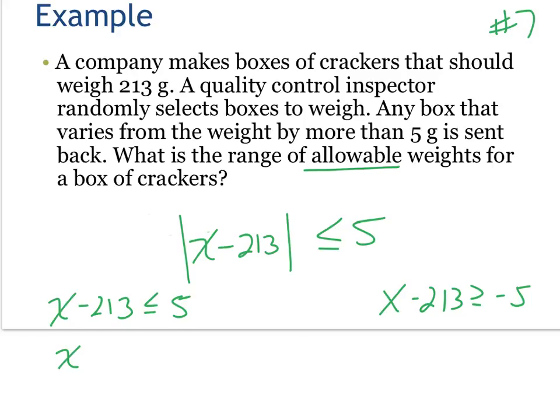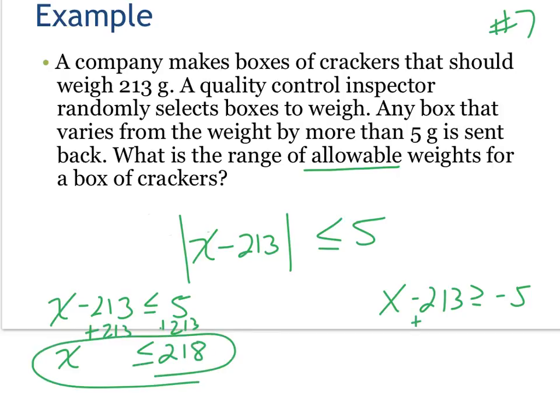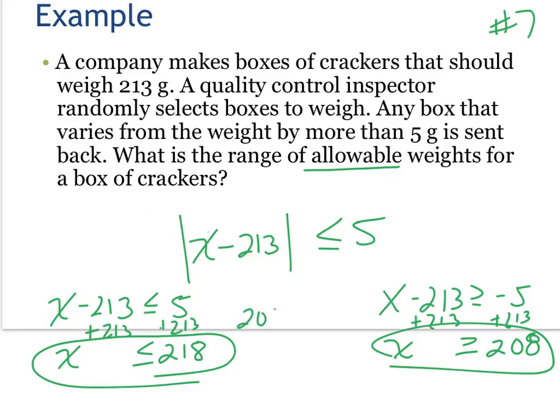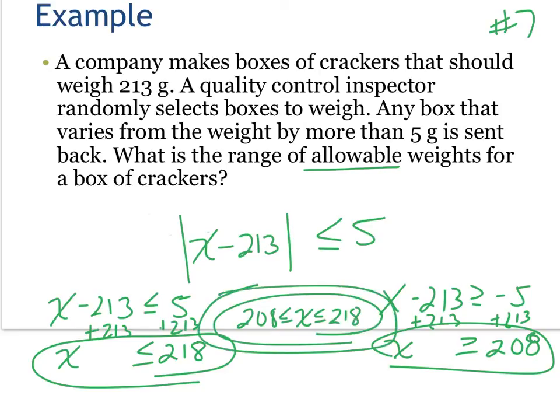Solve it by adding 213 to both sides. So x is less than or equal to 218. And we solve this side by adding 213 to both sides. So x is greater than or equal to 208. So this is an AND. So we know that 208 is less than or equal to x, which is less than or equal to 218, as our final answer.